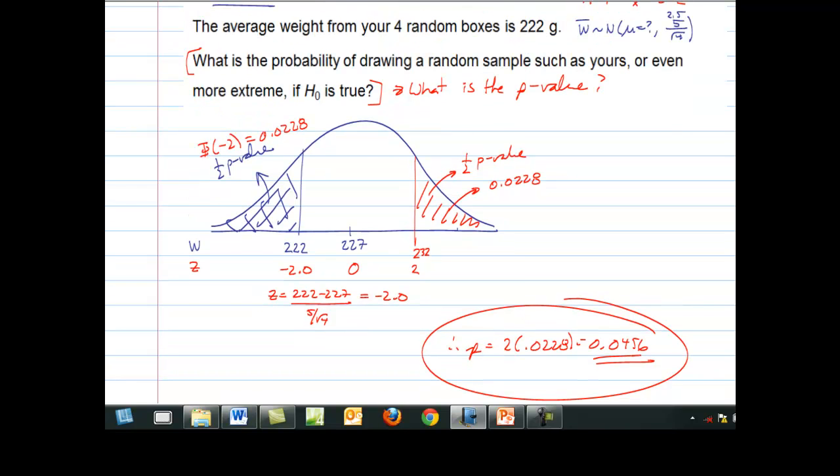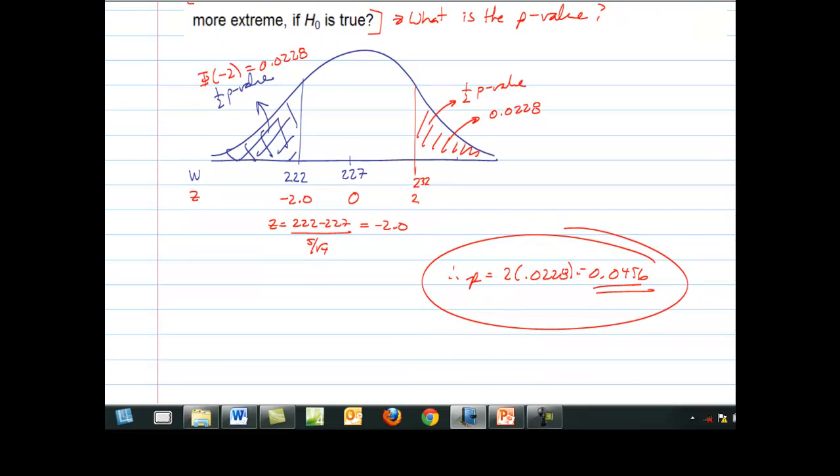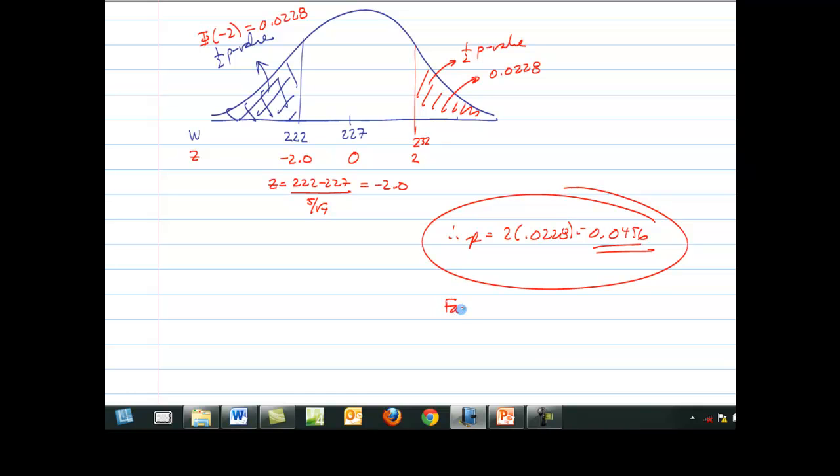So what does this p-value mean? Let's go back to see the question it was answering. The probability is about 5% of drawing a random sample such as ours, or even more extreme, if H0 is true. So this provides evidence against H0 because it's a fairly small p-value. So again, this is evidence against our null hypothesis. This is saying that our true mean might not be 227 grams. It might actually be less than that or different from that in this case because I have the two-tailed test.